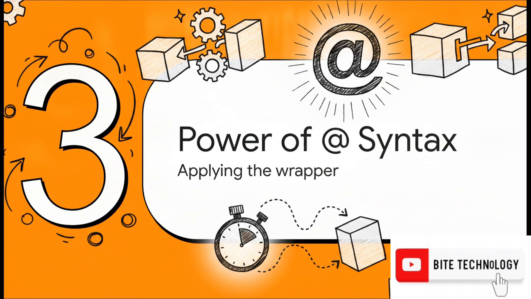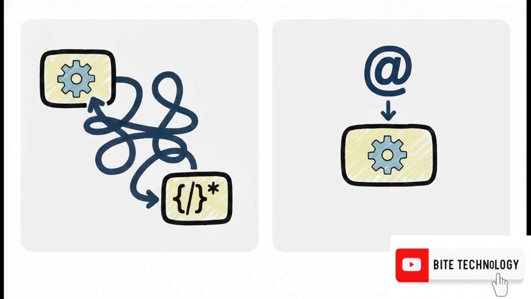Okay, Section 3, the power of the @ syntax. This is where we learn how to actually apply that wrapper. Now, sure, we could manually pass our function into the decorator as an argument and reassign it to a variable, but honestly, that completely separates the decoration from the function definition itself. Plunking that @ syntax directly above the function is just a vastly cleaner, way more Pythonic approach.